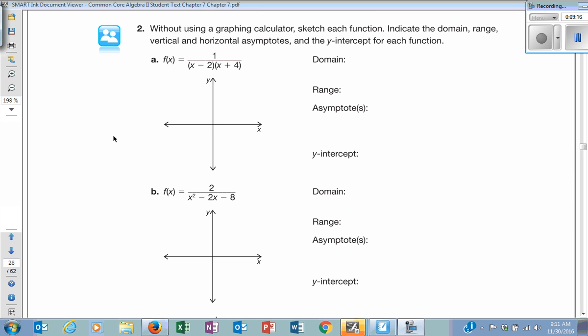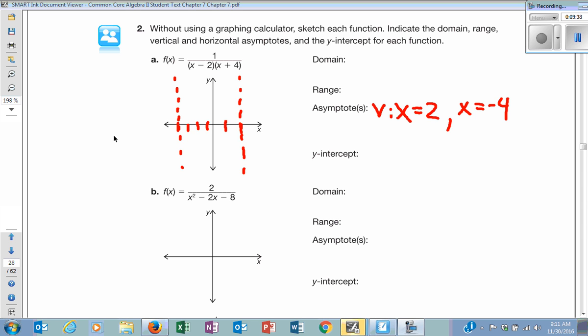This first one is fairly easy because they give me the vertical asymptotes right away. I know my vertical asymptotes. So my vertical asymptotes are x equals 2 and x equals negative 4. And I graph that. 4, 1, 2, 3, 4.